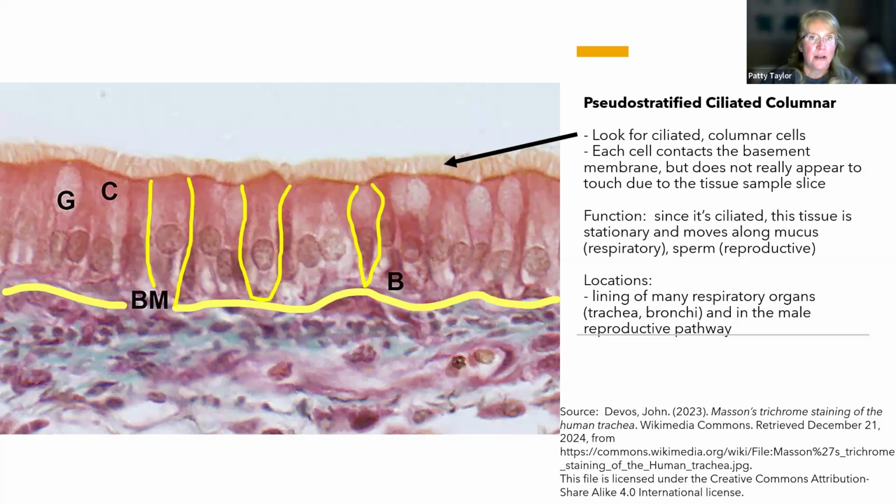Like I mentioned, I use a memory word to help jog my memory. So I remember respiratory and reproductive, 2 R words. That's where you'll find this one. In the respiratory system, trachea and bronchi, those ciliated cells are moving along mucus. In the male reproductive system, moving along sperm.